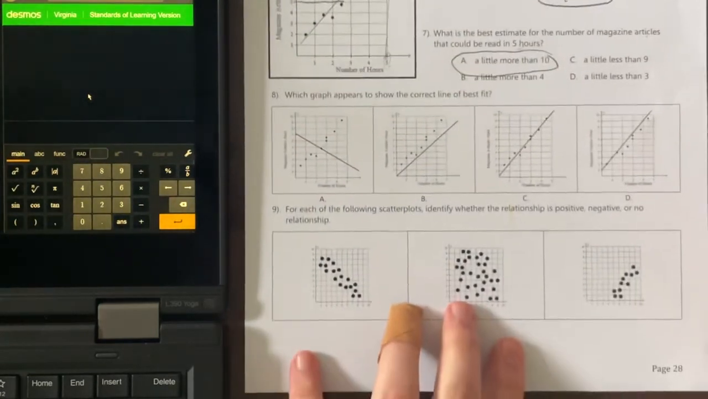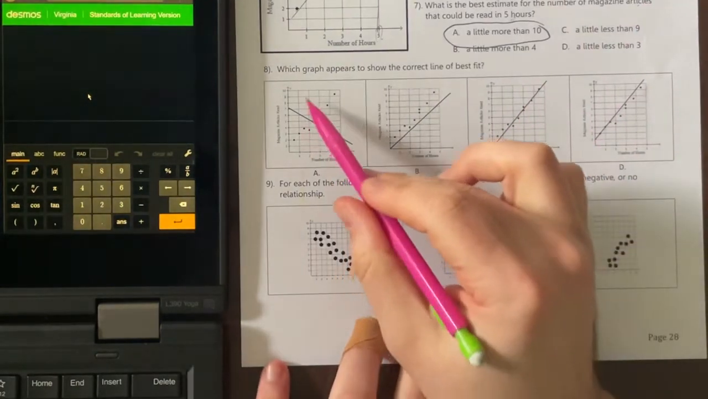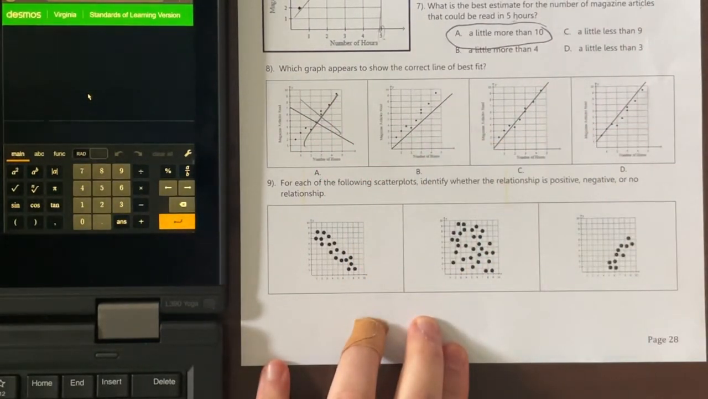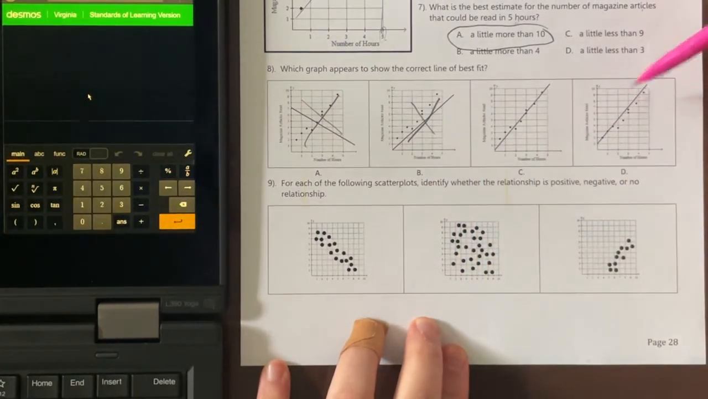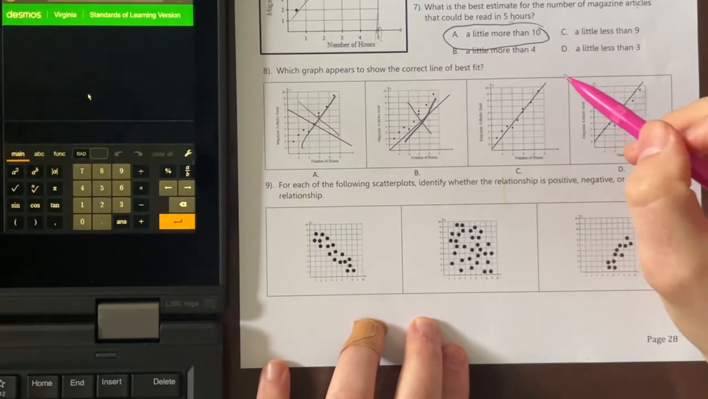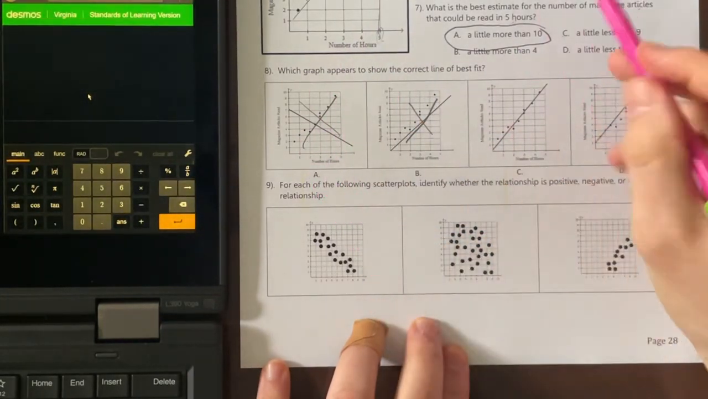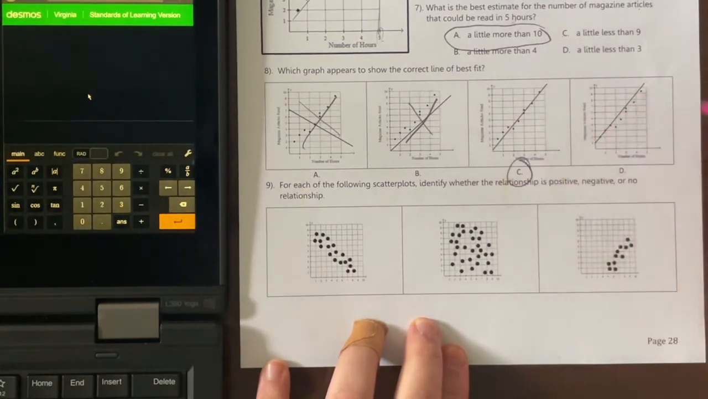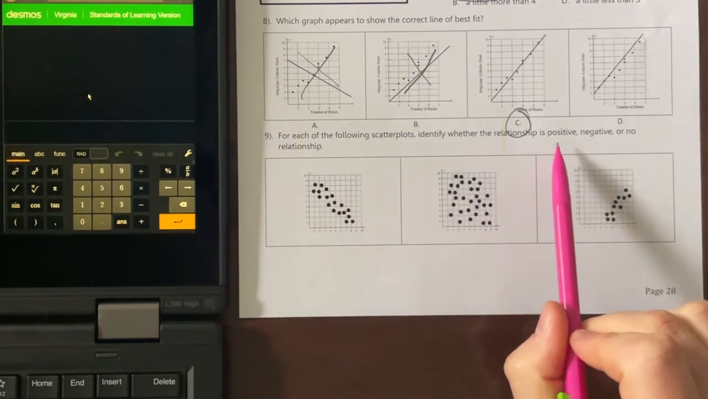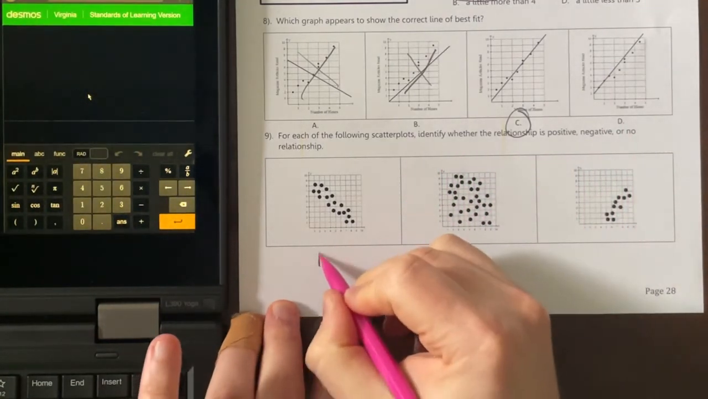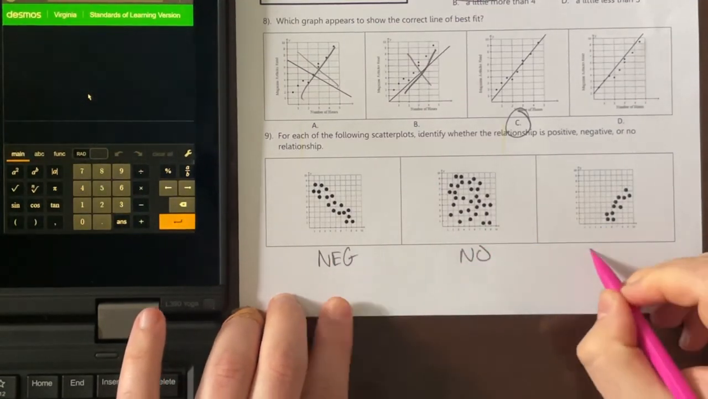For number 8, it says which graph appears to show the correct line of best fit. All right, so it's definitely not that one. Just looking at it carefully, it can't be that one because you want to have some above and some below. And let's see. It actually is pretty similar to the one I drew, so I'm going to select that third one. And then lastly, it says for each of the scatter plots, identify if it's positive, negative, or no. So again, we have down and to the right is negative, no pattern, and positive.